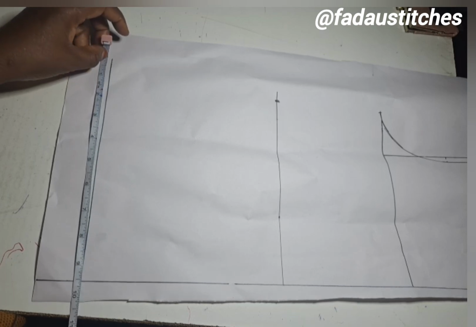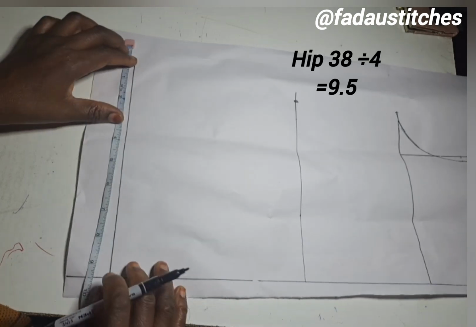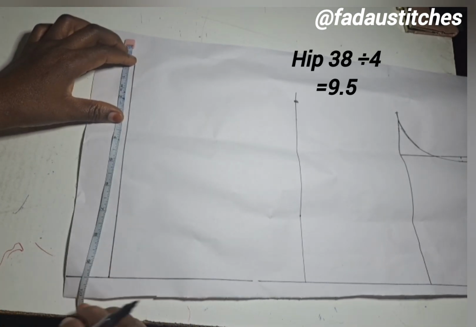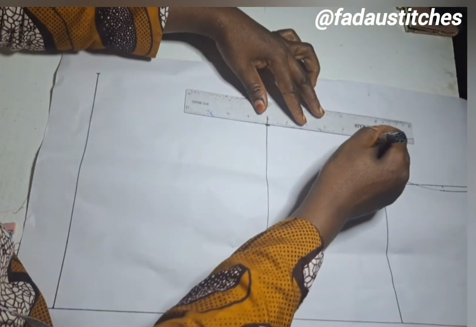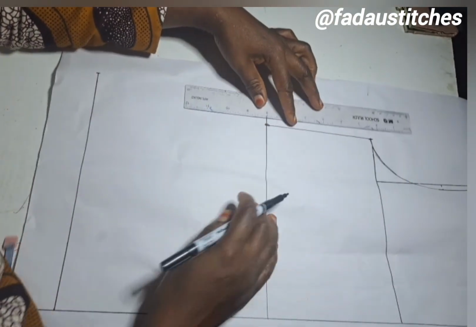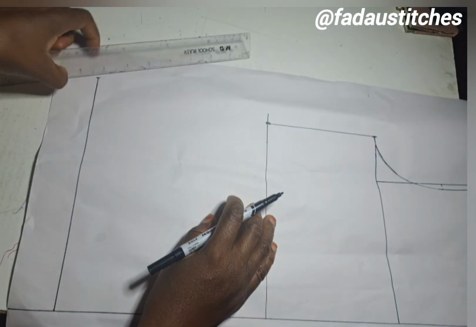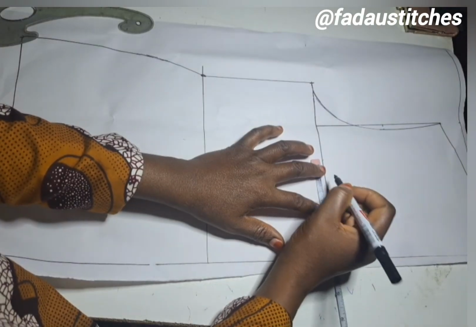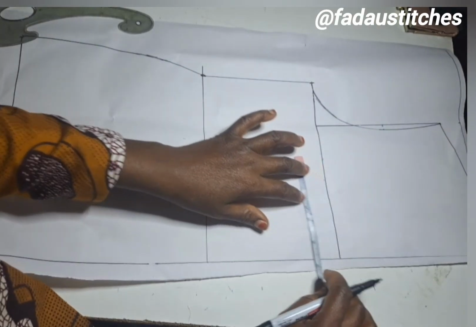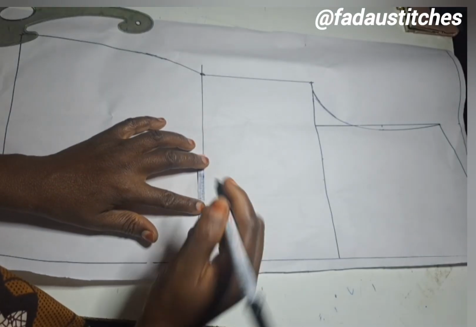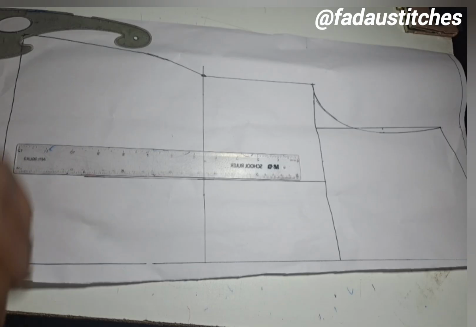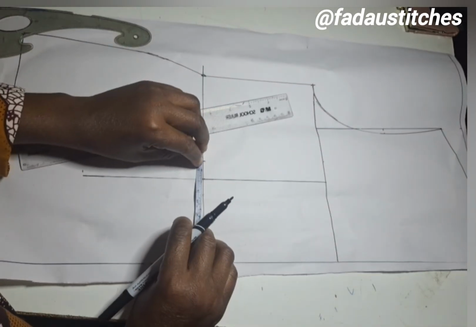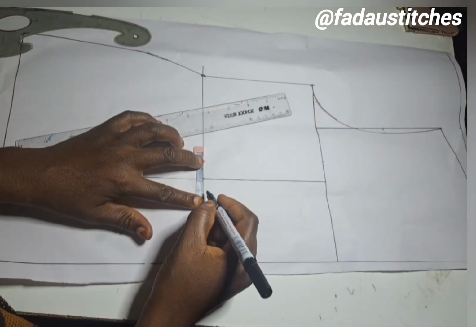So after I'm done with that, I'll go to the hip and interpret the hip measurement. Now I'm done with that. Now connect my lines together and bring out the shape of the block. Now I'm interpreting the apex to apex on the armhole line and on my waistline, 7 inches divided by 2, 3.5 inches. So I'll mark it.